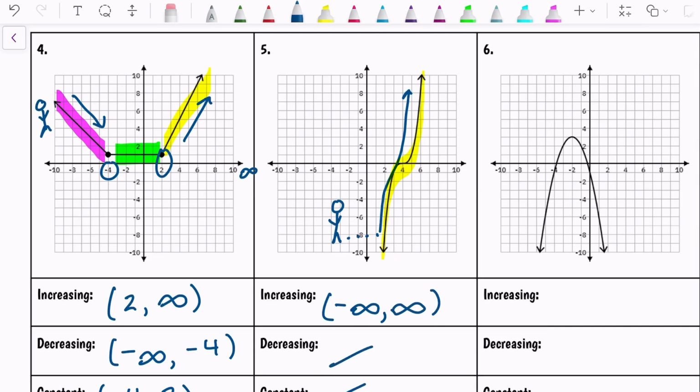For number 6, when I walk onto this graph, I would hit the graph and I would start by walking up it. Then I turn at negative 2, and then I would walk down. So the increasing portion of my graph is from the left, negative infinity. There's an arrow, so it's left forever. It turns at negative 2, and then goes down the rest of the time to positive infinity.